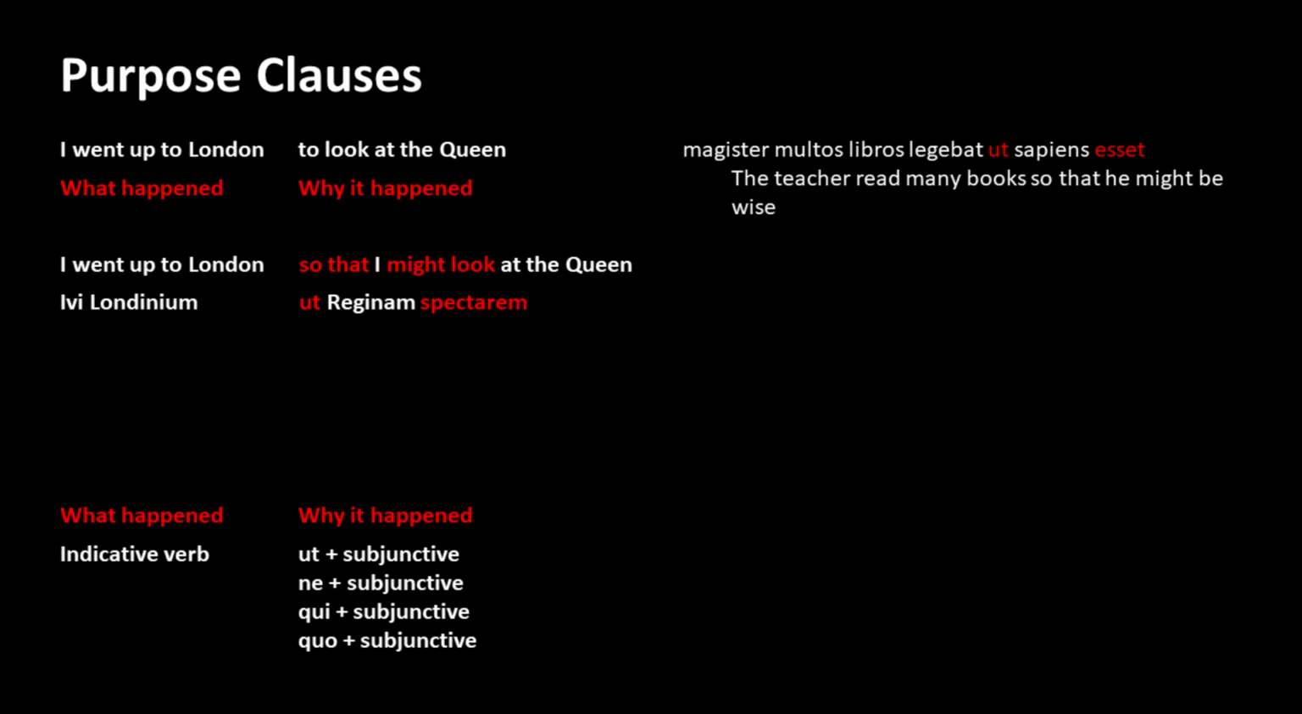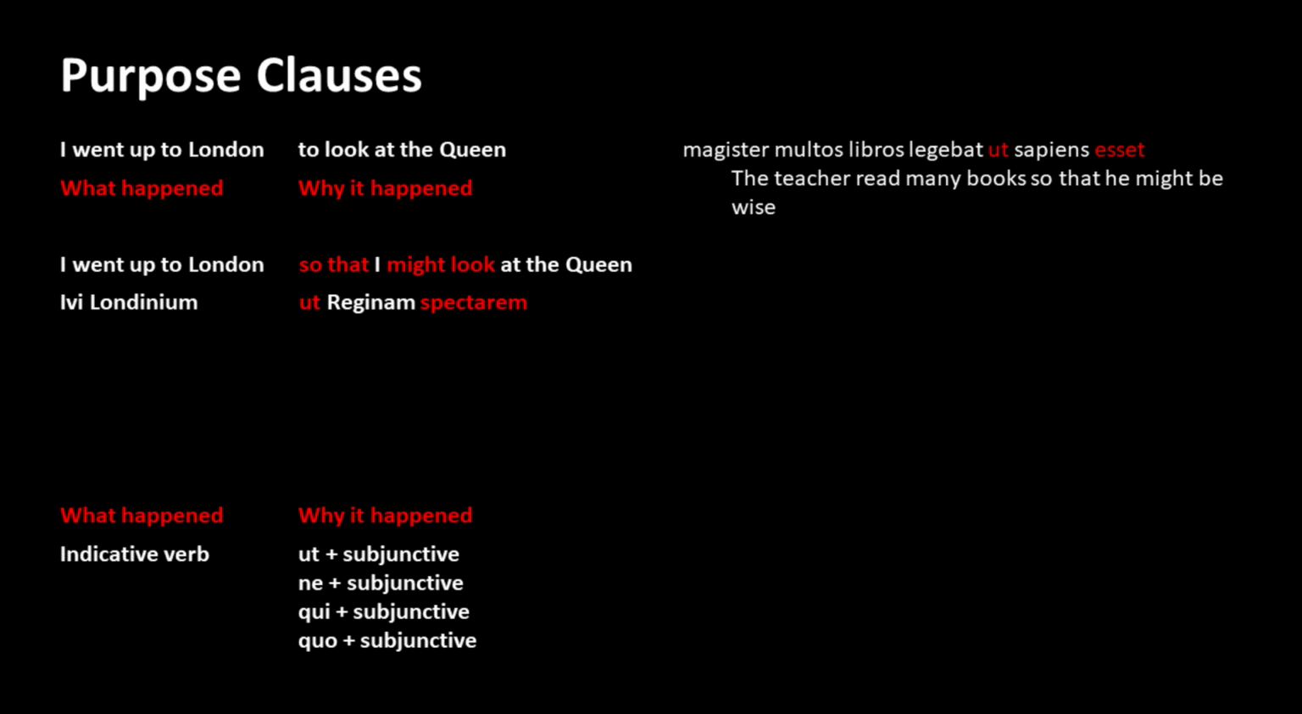Magister multos libros legebat, ut sapiens esset. The teacher read many books so that he might be wise. There you have an absolutely standard purpose clause. You have a statement of what happened. The teacher read many books, and then you have the ut part, or the purpose clause, so that he might be wise. Ut sapiens esset.